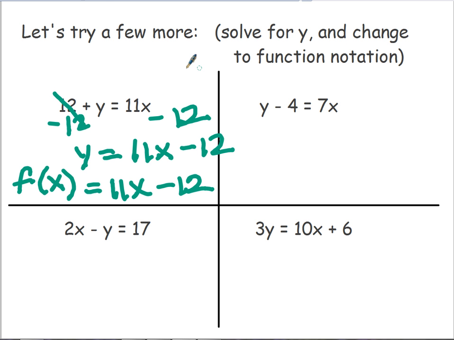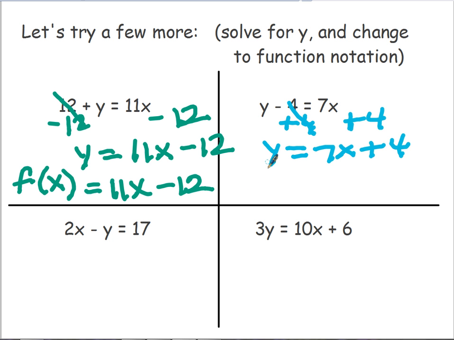In my second equation, y minus 4 equals 7x. To get y by itself, I would have to add 4 to both sides. These 4's will cancel. I have y equals 7x plus 4. Remember, x's and non-x's cannot be combined. So now I can change it into function notation. F of x equals 7x plus 4.